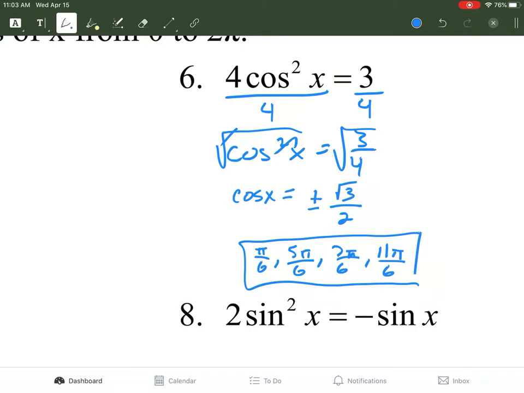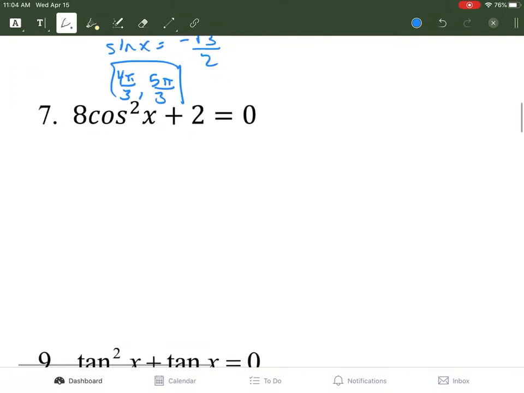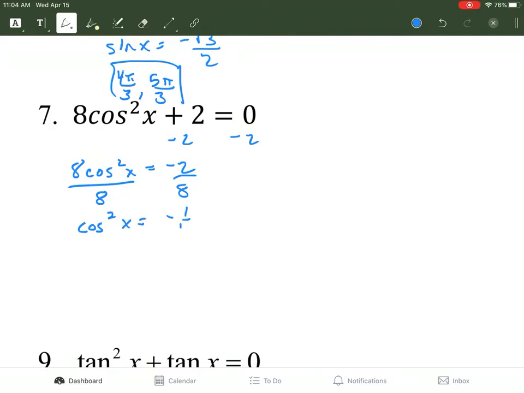All right, number 7. All right, same kind of idea as the last one, but we have to get the cosine squared by itself, so we're going to subtract 2 first. We have 8 cosine squared of x equals negative 2. All right, next we're going to divide both sides by 8. So we're going to have cosine squared of x equals negative 1/4.